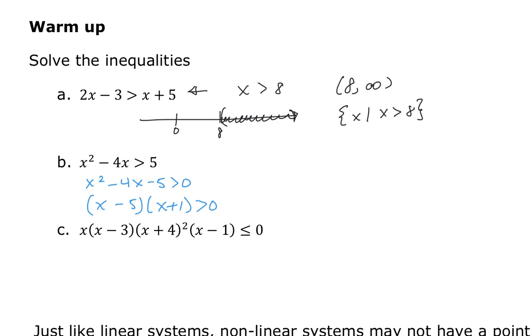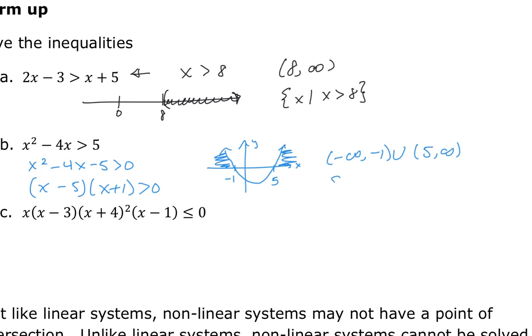I can either do a sign chart, or I can draw the graph of the quadratic. The graph of the quadratic would cross at -1 and cross at 5. Here's what the graph would look like on the xy plane. I want to know where it's strictly greater than 0, which is in this part and this part of the graph. So it would be from -infinity to -1, union 5 to infinity. That's interval notation. In set builder, you would have x such that x is less than -1 or x is greater than 5.